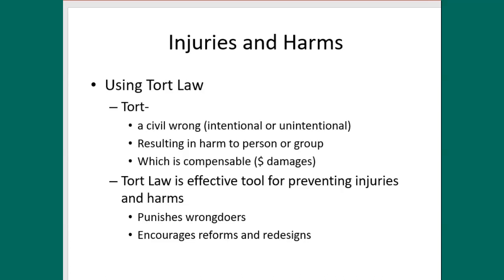So when someone says, I'm going to sue you for that car accident when you hit me at the stop sign and damage to my priceless 1957 Ferrari sports car, that is a description of a tort lawsuit where someone will be seeking damages because of the negligence or the inattention or the unintentional civil wrong committed by the person who caused the accident. Tort law can be effective in preventing injuries and harms because it punishes the wrongdoer, the person who has made the mistake.